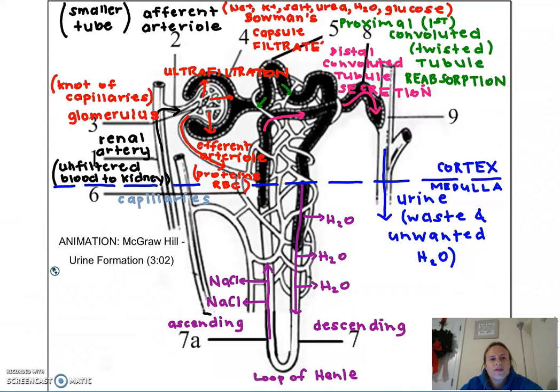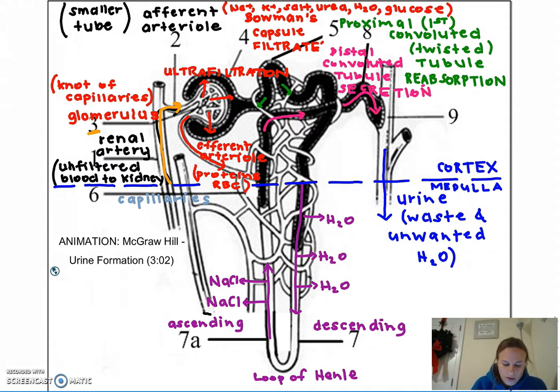I'd like to finish up today's discussion on osmoregulation by focusing on the nephron, which is the functional unit in our kidneys. If you follow along with me, I know this is very wordy, but I'm going to lead you as we go through it. So if we first look at number 3, number 3 is the renal artery, where unfiltered blood is going to be brought to the kidney through this vessel.